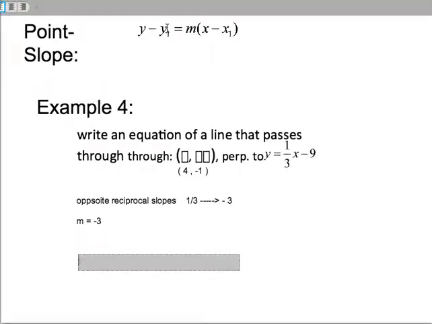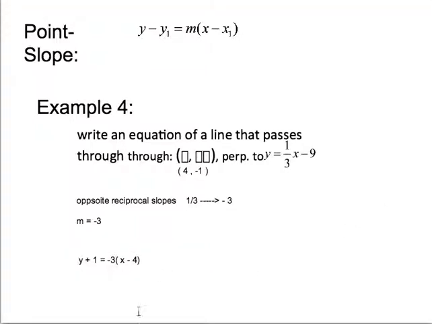Okay, so I have a slope and I have a point. So I'm going to use my formula. y minus whatever the y is. Since the y is -1, instead of doing minus -1, I'm just doing plus 1 equals -3 times x minus whatever the x is, which is 4. And that is our equation for the line perpendicular to this line and passing through this point.